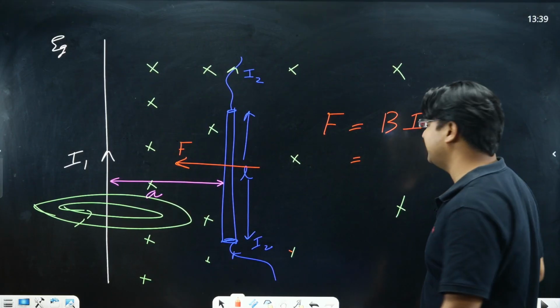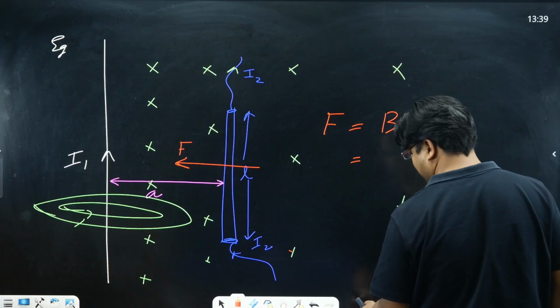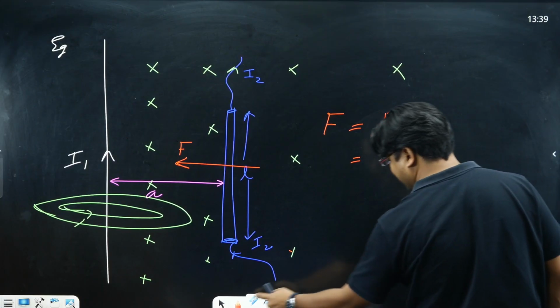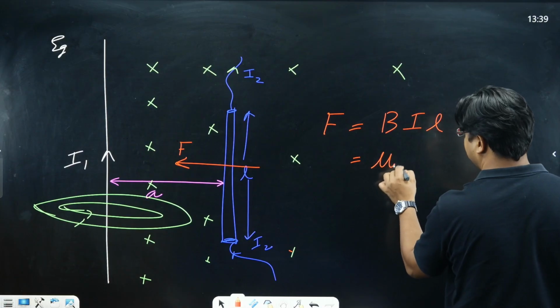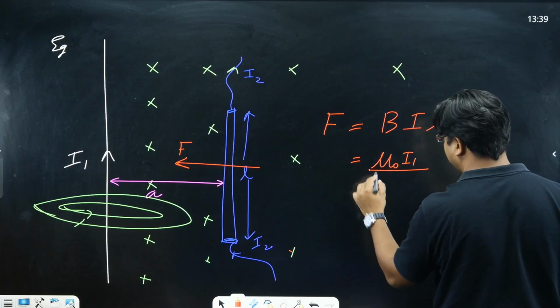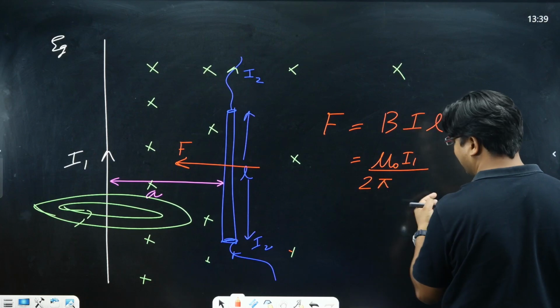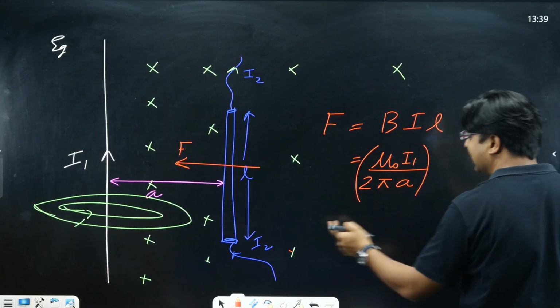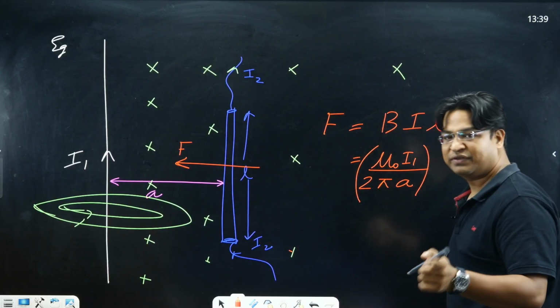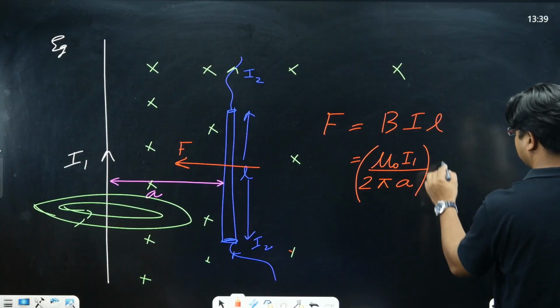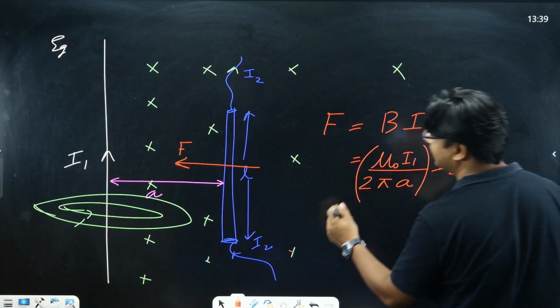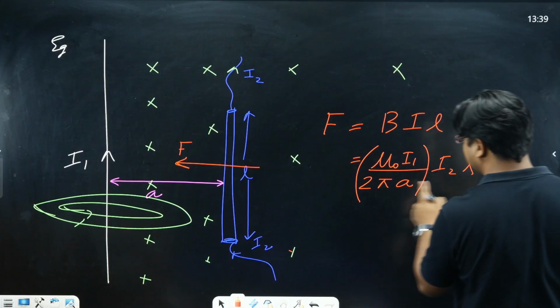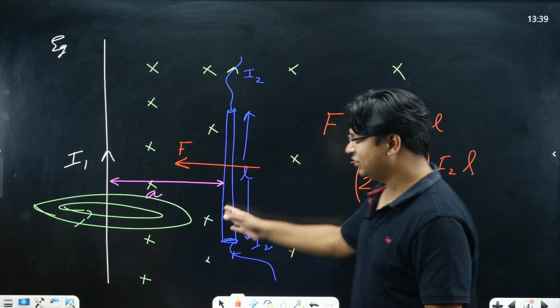Now how much magnetic field does an infinite wire produce? The magnetic field produced by an infinite wire is written as mu naught I by 2 pi A, where the distance is A. So this is the value of B. This I is the current flowing through the wire over which we are trying to calculate the force, so this will become I2, and the length will be L. So this is the force that will act on this wire.